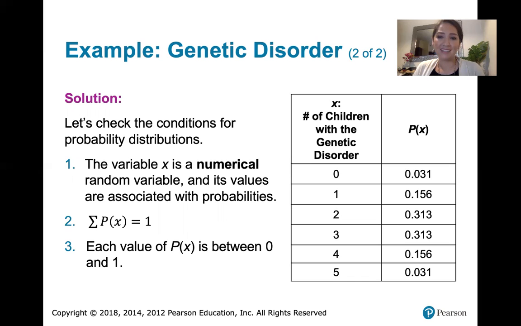Well, X takes on 6 possible values: 0, 1, 2, 3, 4, and 5. 6 values. That's a finite number of values. Since that's a finite number of values, that's definitely a discrete random variable rather than a continuous random variable.